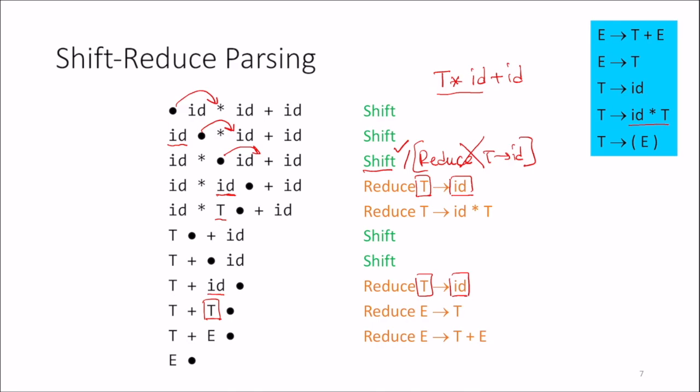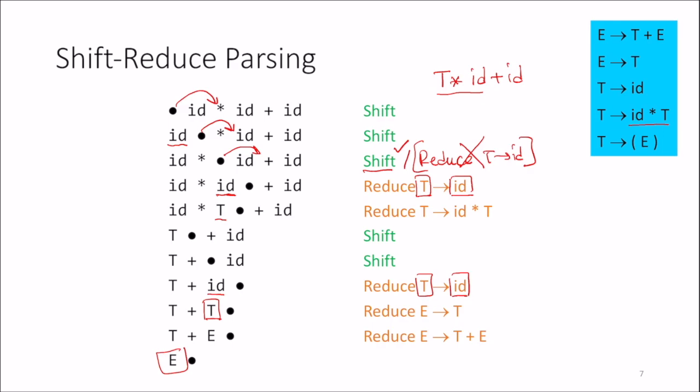Otherwise, I cannot get to the start symbol, which is what I want to do to show that this grammar can generate this string. That's essentially what we're going to study in this lecture and the next few lectures actually, how we can decide when to do the shift and reduce so that if there is a path to the start symbol, we will find it.